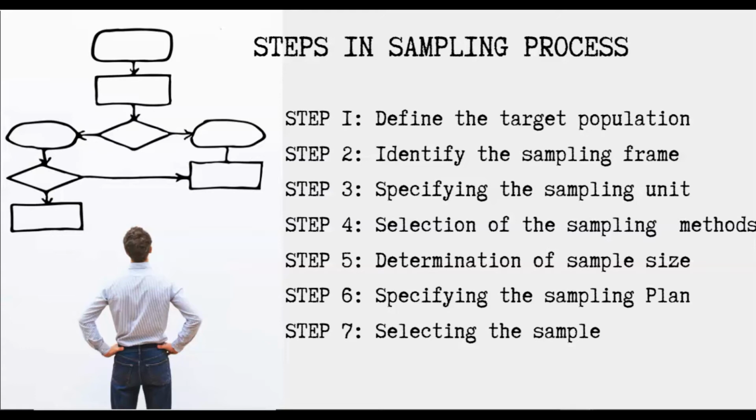Step number 7, selecting the sample. This is the final step in the sampling process, where the actual selection of the sample elements is carried out. This step involves implementing the sampling plan to select a sample required for the survey.